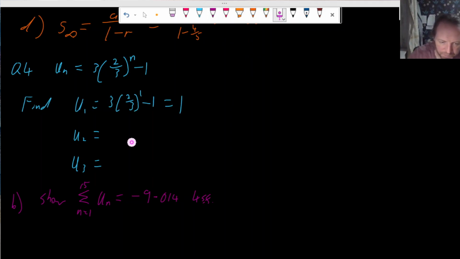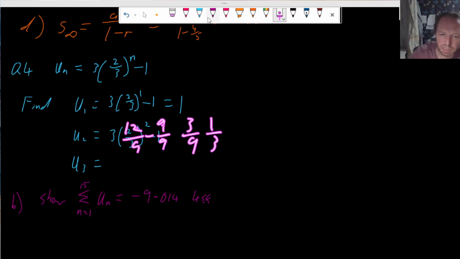Looking at the next one, we have 3 times (2/3) squared minus 1. So 2 over 3 squared becomes 4 over 9. Timesing it by the 3 gives us 12 over 9, minus the 1, which is minus 9 over 9. That leaves 12 take away 9, which is 3 over 9, which is 1/3. Okay.